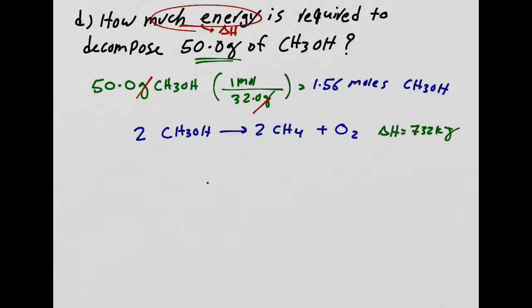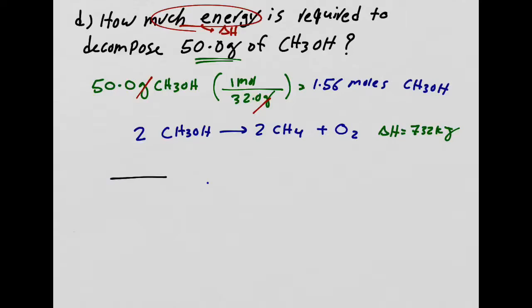So what this is telling me is that for this reaction to happen, because this is endothermic, 732 kilojoules of energy is required. Okay? Now, when this reaction goes, I have to put in 732 kilojoules of energy. Now, when I do that, how many moles of methanol do I need? 2. For 2 moles of methanol, 732 kilojoules of energy is required.